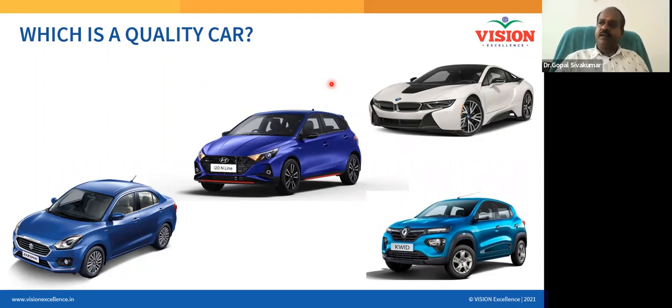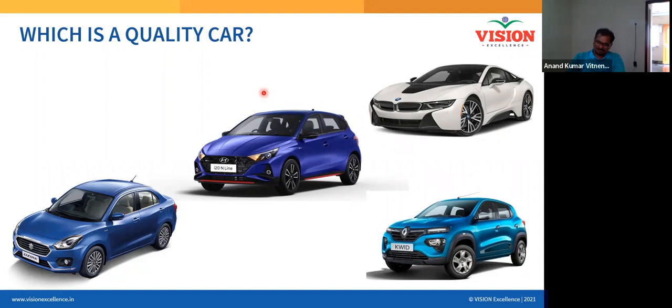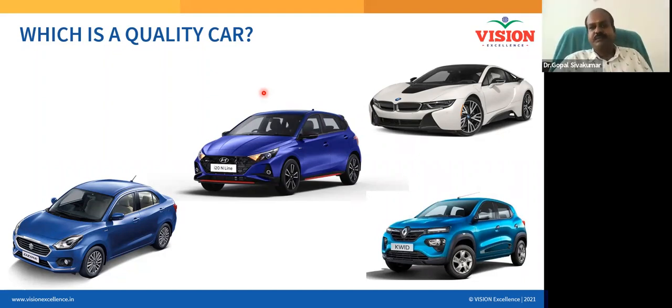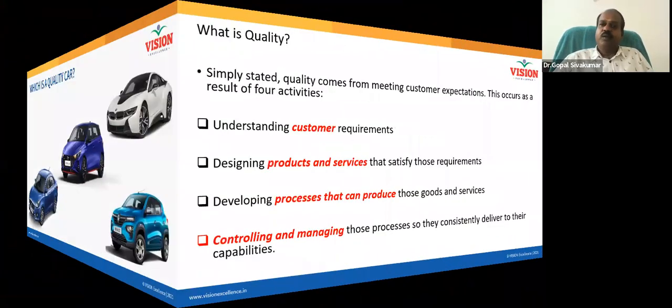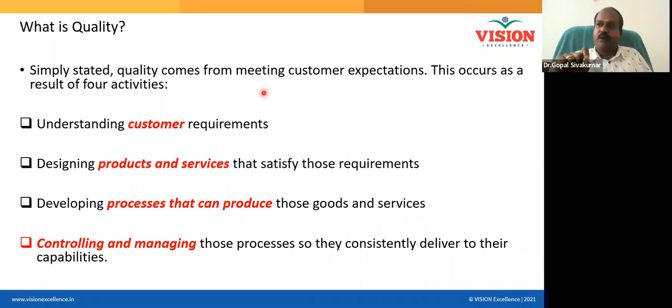Fantastic, right? And now if I ask you, which car is a quality car? What could be your answer? All. All the cars are quality cars because all of them conform to their requirement. Am I right? Conforms to the requirement of their customer segment. Quality, simply stated, comes from meeting customer expectation. In order to make quality happen in your products, in your services, you have to do 4 activities very carefully in any business, any company.